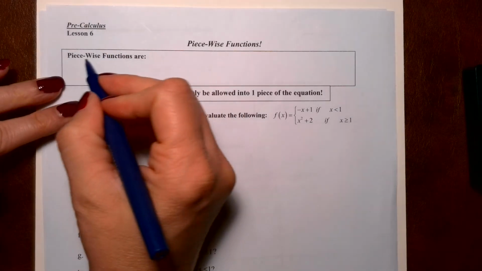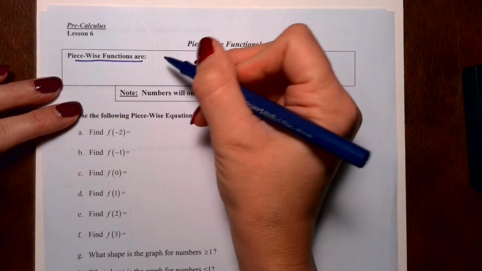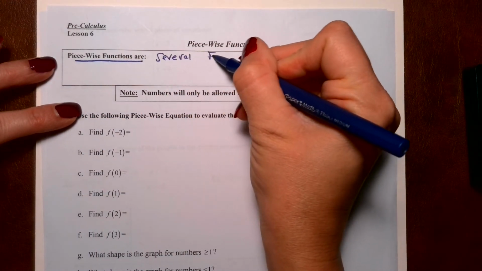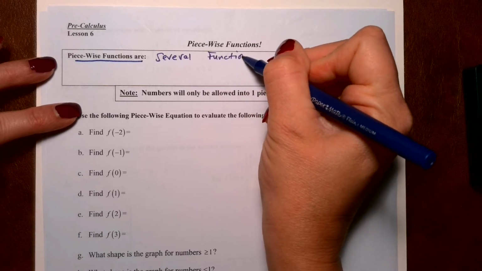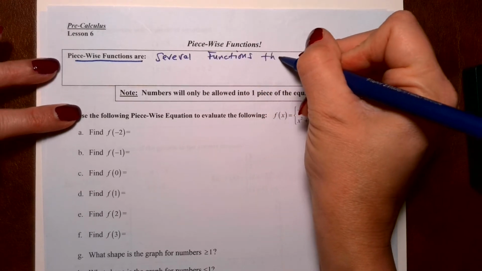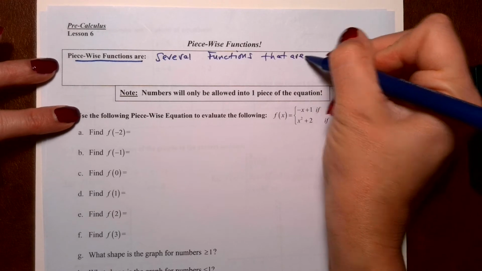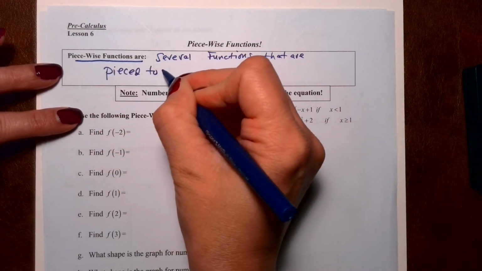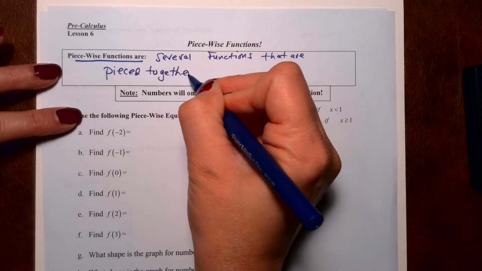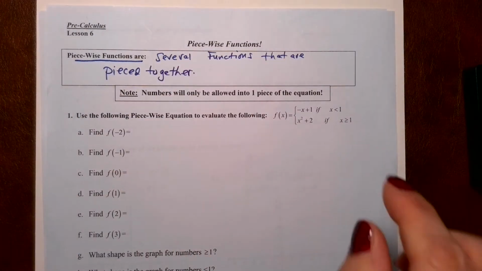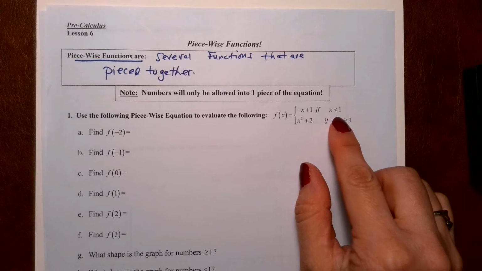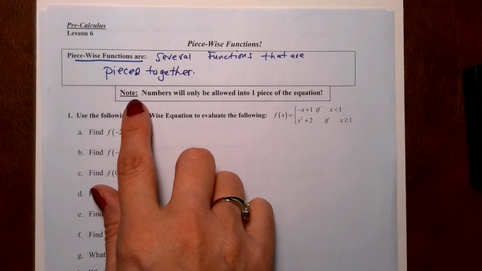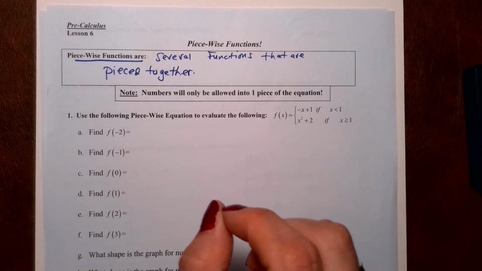So piecewise functions are several functions that are pieced together. Several functions that you put together, but there has to be restrictions, or they have to tell you when to use each piece. Please note that numbers will only be allowed into one piece of the equation.